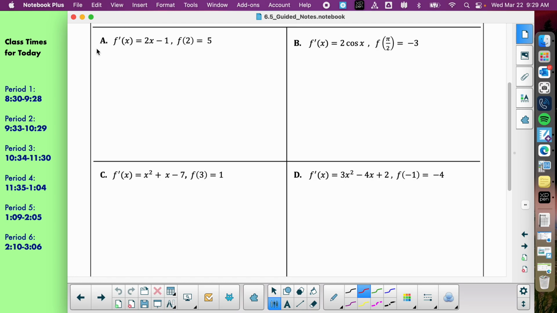So f prime of x, I want to get to f. So I'm going to integrate 2x minus 1. And I say I'm going to integrate it, but it's definitely going to be somebody in here.